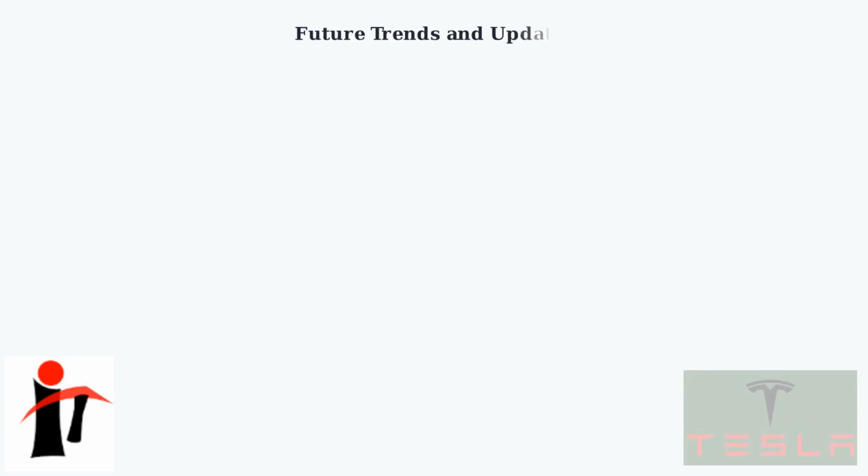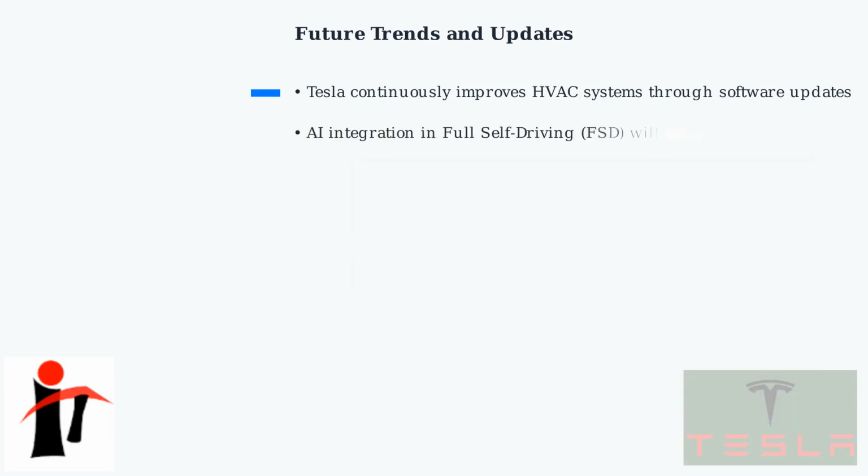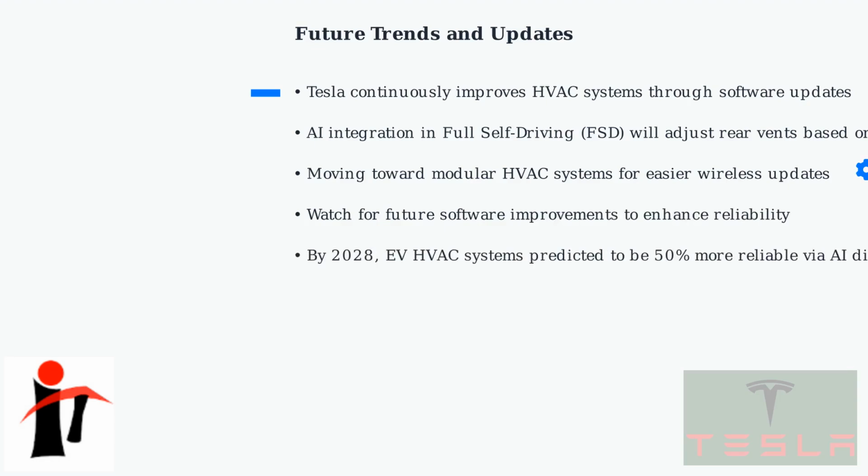Tesla is continuously improving its HVAC systems through software and hardware refinements. Future trends include greater AI integration in full self-driving software, which could preemptively adjust rear vents based on occupancy sensors. Tesla is also moving towards modular HVAC systems that are easier to update wirelessly. Keep an eye out for future software updates and improvements that may further enhance the reliability of your Model 3's rear vents. By 2028, EV HVAC systems are predicted to be 50% more reliable due to AI diagnostics.